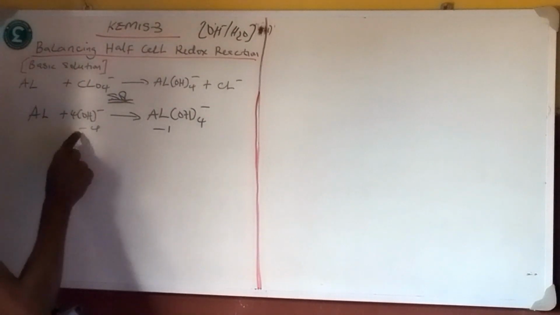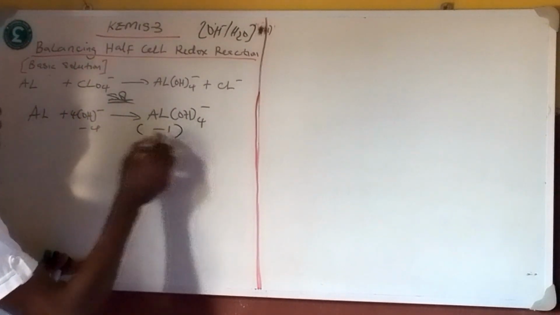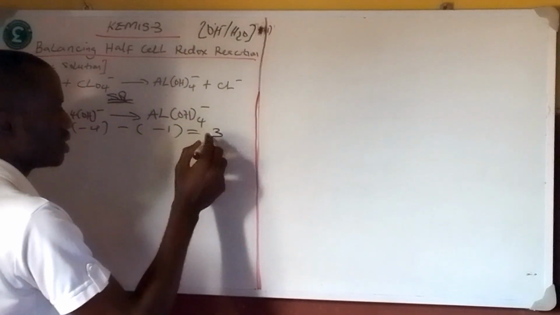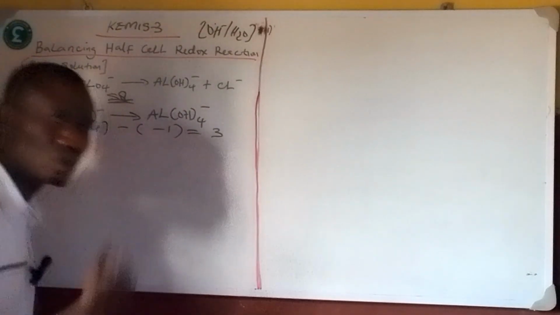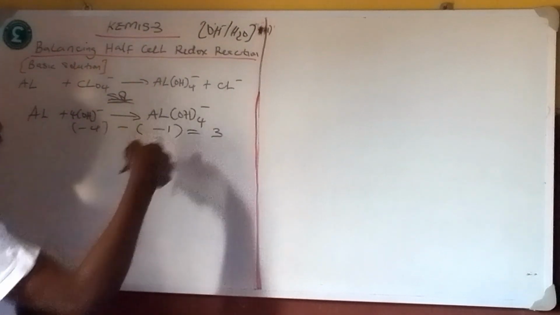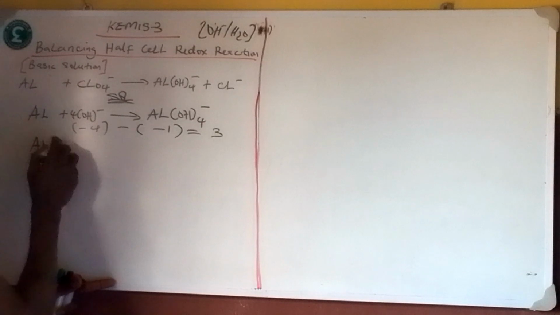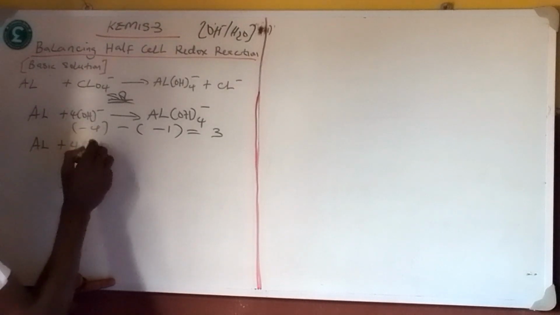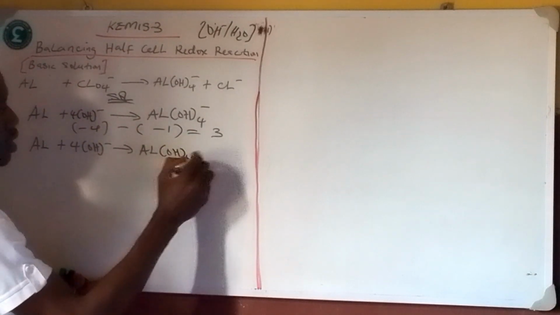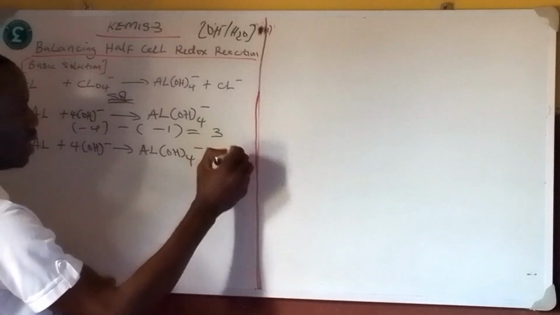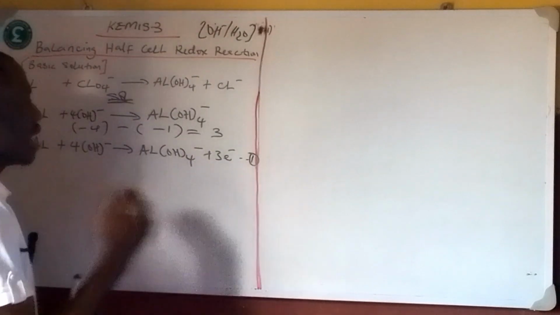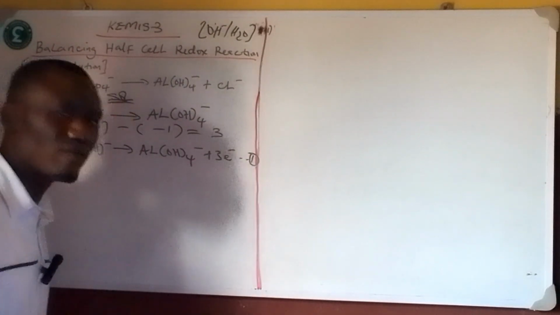I'm going to find the difference between -4 and -1. If you press your calculator, you should get 3. Now I'm going to add 3 electrons to the side with the highest charge. The side with the highest charge is -1, which is this side. So I have aluminium plus 4 OH minus gives me aluminium hydroxide minus plus 3 electrons. Let's call this equation 1. Now I have succeeded in balancing the atoms and the ions of the first half reaction.